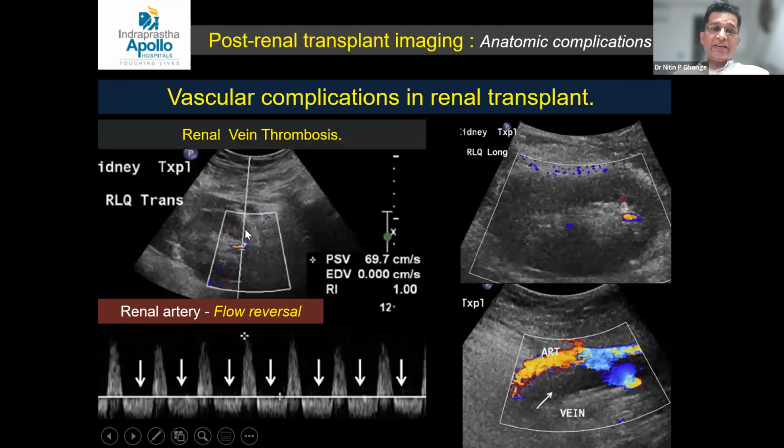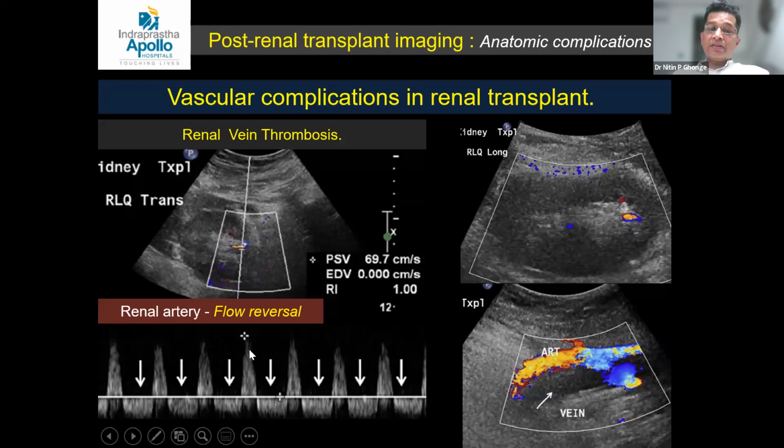Vascular complications in renal transplant are very important. So Doppler is a very useful modality. You can see this is the renal artery flow pattern. The renal artery flow, this is the baseline, and the flow should always be towards the positive side throughout the systole and even in the diastole.